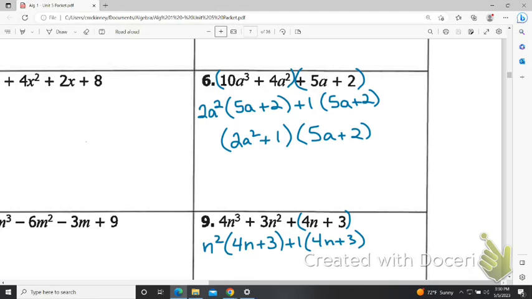All right, I hope that's helpful. And that, again, is factoring by grouping. We use that when we have polynomials with 4 terms.